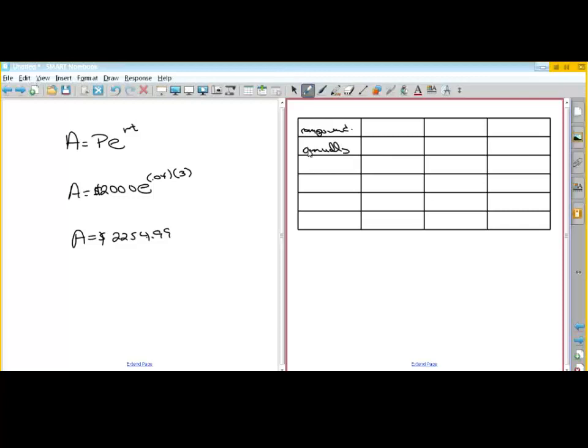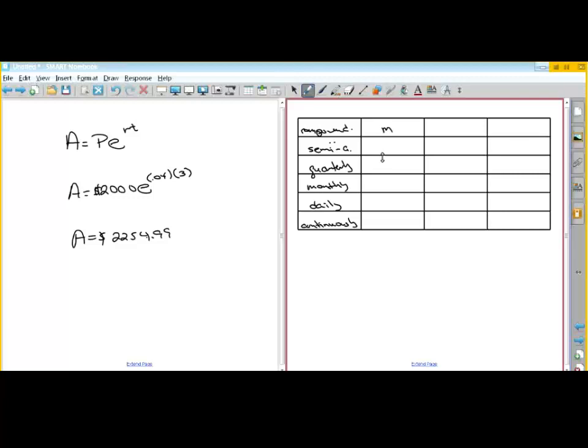Okay, so we have annually, or actually, let's start off with semi-annually, I guess. Semi-annually. Then we have quarterly. Actually, I think I missed out one column here. No, I think it should be okay. Monthly, daily, continuous.